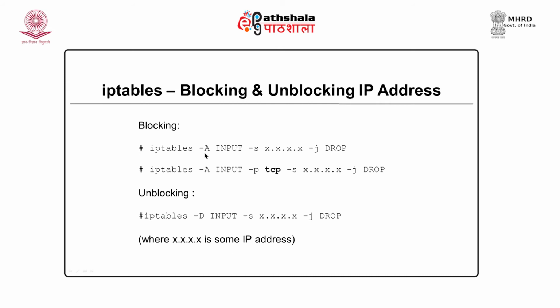-A indicates we are adding a block rule. To unblock, we use -D, and again with the same structure, we give the same IP address if we want to unblock.